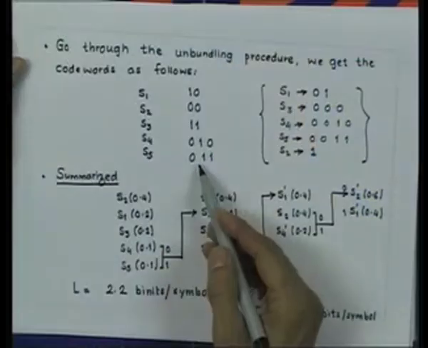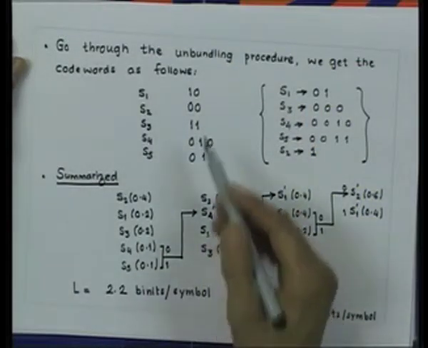Once I have allotted 0 to alpha 3 and 1 to alpha 2, then I can reverse my process, that is the unbundling procedure, and get the code words for my original symbols. So if we do that, what we get is the code words listed out here from S1 to S5. This is the code which I get when I follow the procedure.